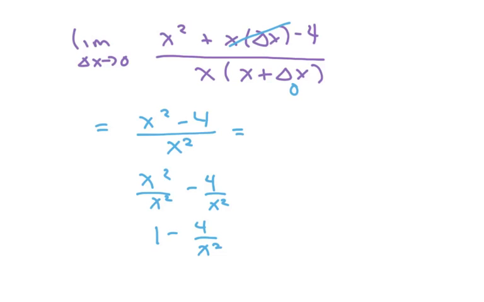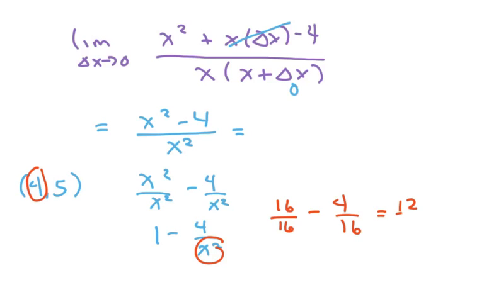that's going to be 1 minus 4 over x squared, if you want to do it that way. Now, our point is (4, 5). So we're going to plug in the 4 into this x here. So what you're going to get is 1 minus 4 over 16. I'm going to go ahead and change this to 16 over 16, because that would be 1, which equals 12 over 16. And reduce that, that's 3/4. So that's your slope.